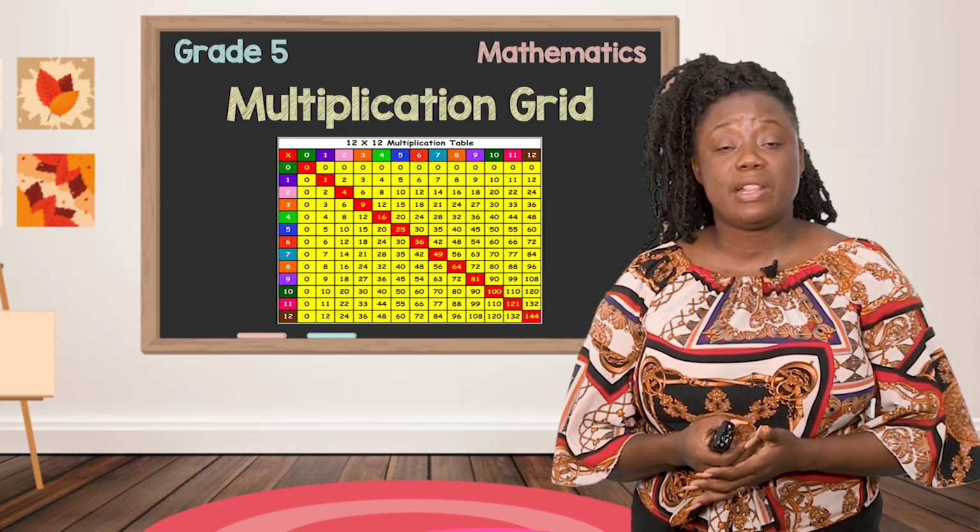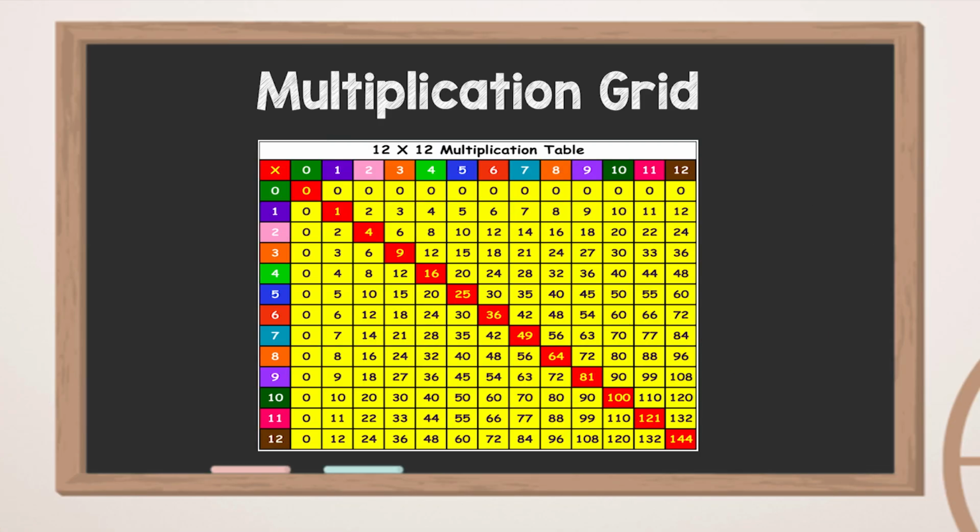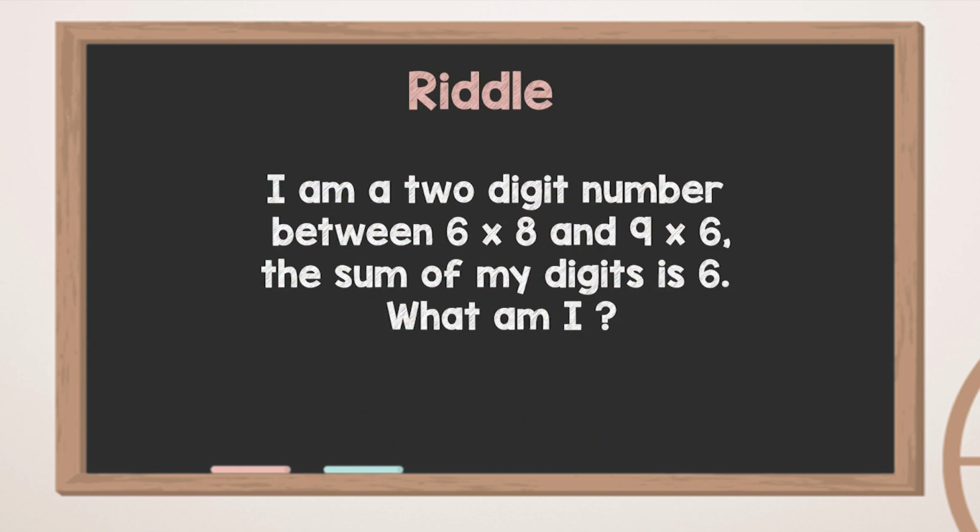Today, we will be looking at the multiplication grid. But first, before we get into the meat of the lesson, I have a riddle for you to solve. I am a two-digit number between 6 times 8 and 9 times 6. The sum of my digits is 6. What am I? Boys and girls, take a few seconds to answer that riddle.